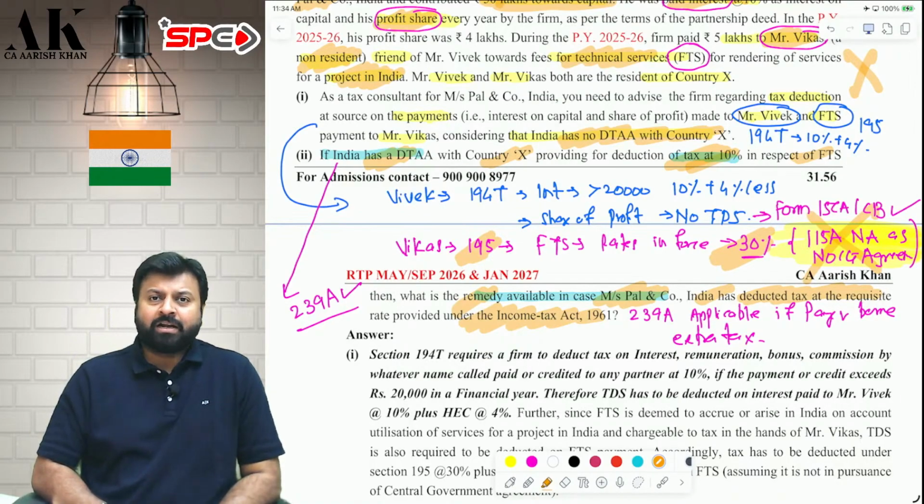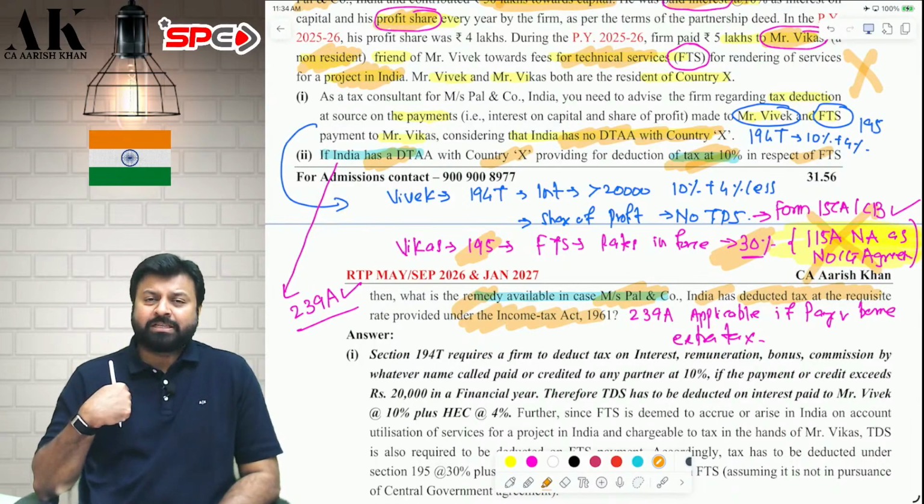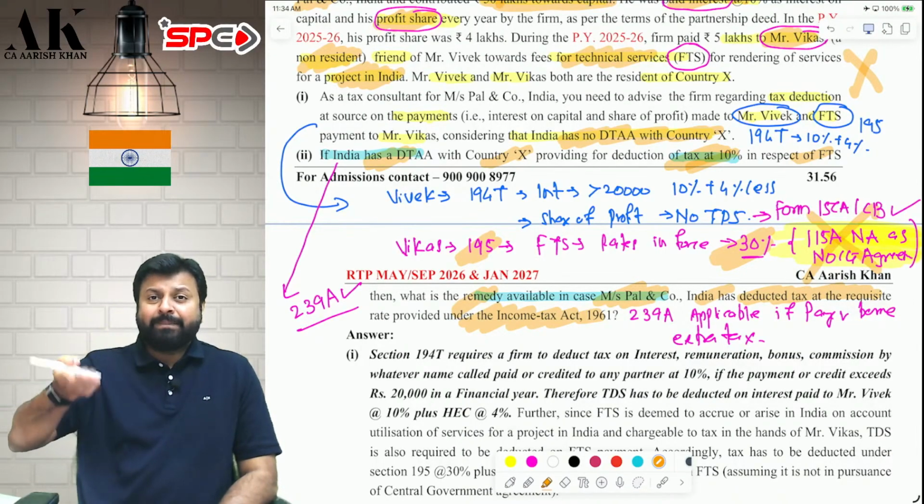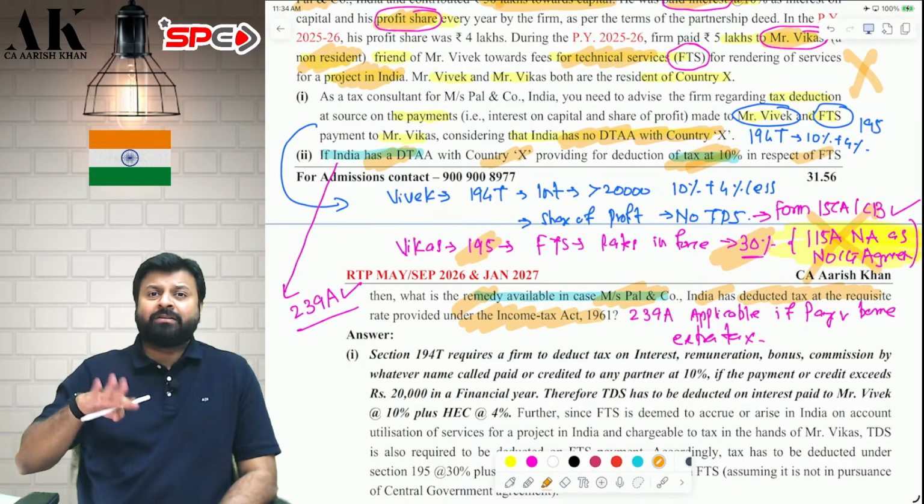And the officer will grant refund of the remaining 20% within 6 months by passing an order. But this remedy is only available to Mrs. Pal and Company. See, very simple. If Mrs. Pal and Company has borne the tax, then Mrs. Pal and Company deserves to get the refund.